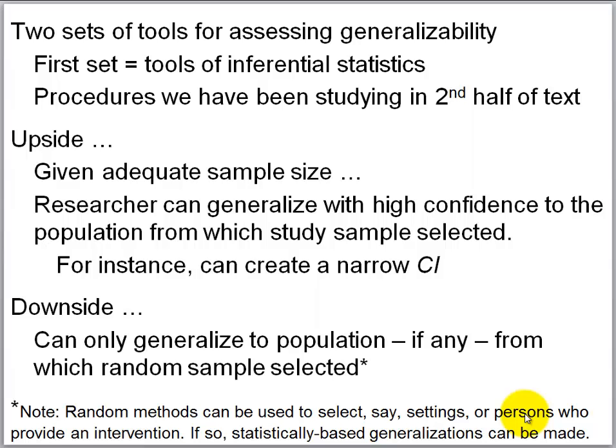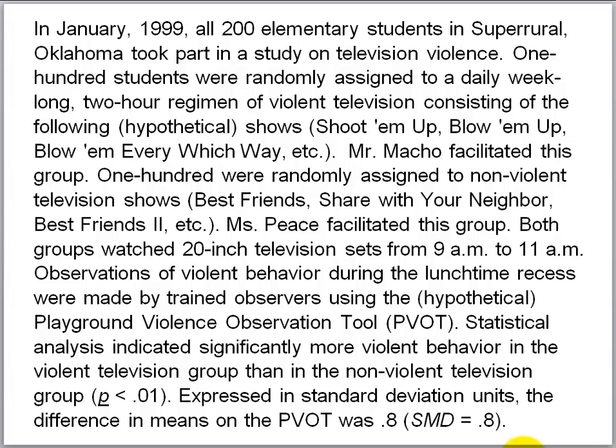So if there is random sampling from units such as I've just described, then statistically based generalizations can also be made to the populations from which those units were selected. So if we selected a random sample of schools within a given state, then whatever results we would obtain would statistically generalize to all schools in the state that were part of the population of schools from which we randomly selected our sample. So we're going to present a vignette here, in essence, to demonstrate the limited reach of generalizations made using statistical, which is to say inferential, tools.